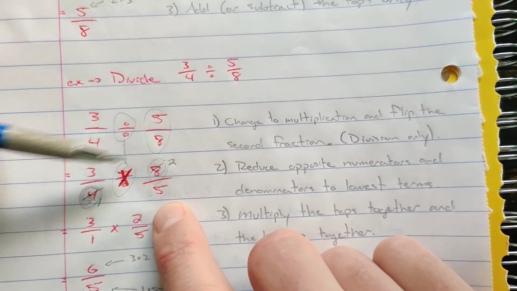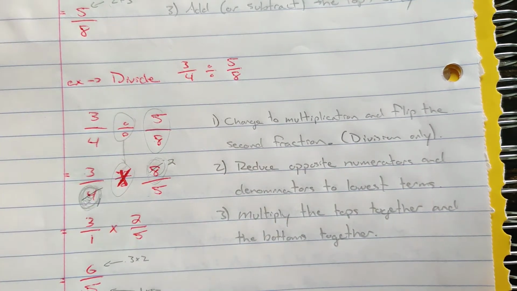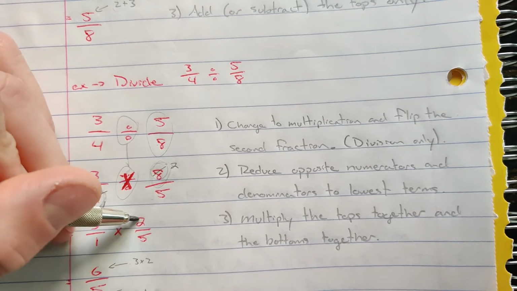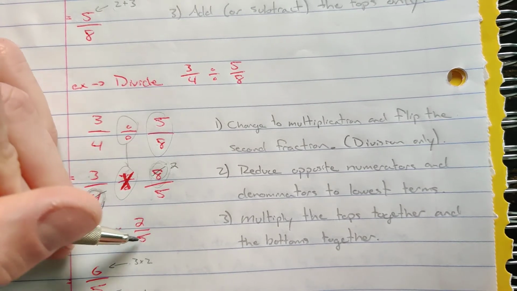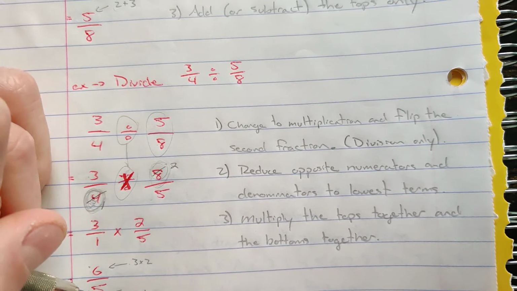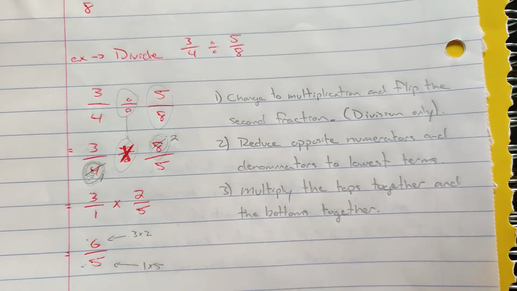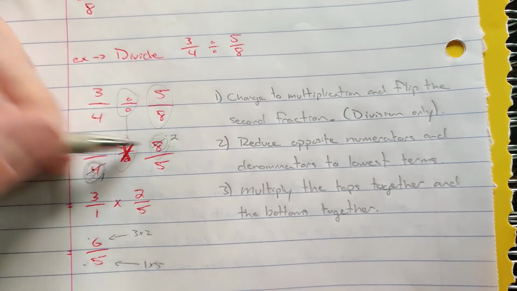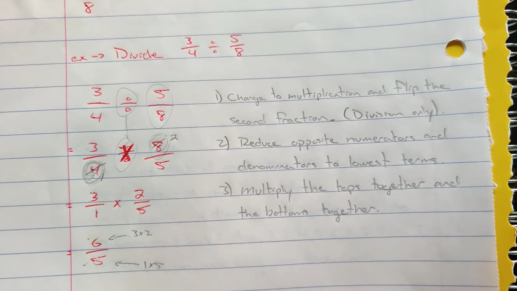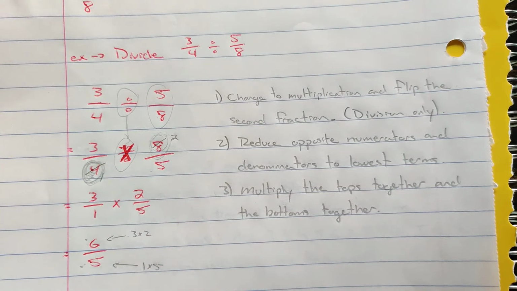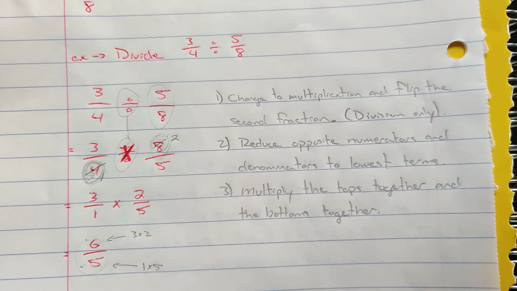The 5 doesn't have a common factor, and so now we can multiply. 3 times 2 over 1 times 5. 3 times 2 is 6. 1 times 5 is 5. And if you did it the other way and you did 8 times 3 over 4 times 5, what you would have gotten was 24 over 20, which would simplify down to 6 over 5.